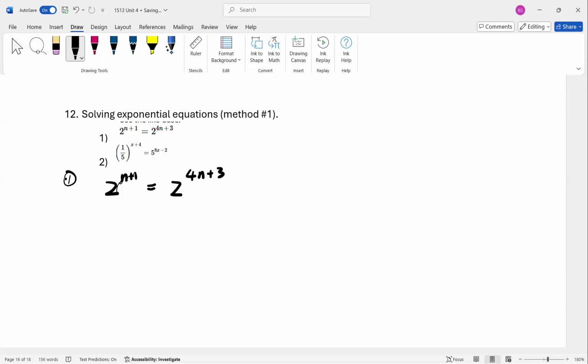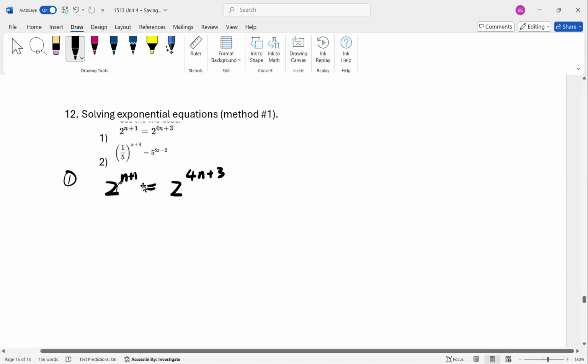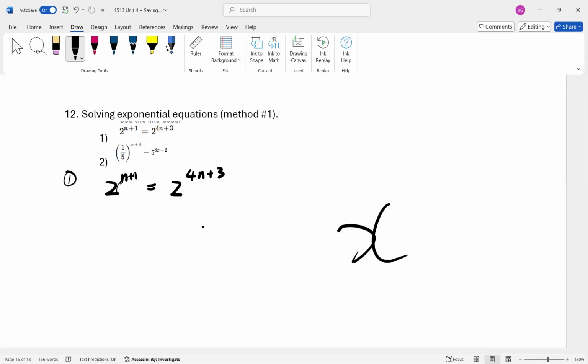This is an exponential equation. It is an equation and the unknown appears in the exponent. That makes the equation an exponential equation. Normally, we like to use x to be the unknown or the variable, right? But this problem has n as the unknown. So we are solving for n.